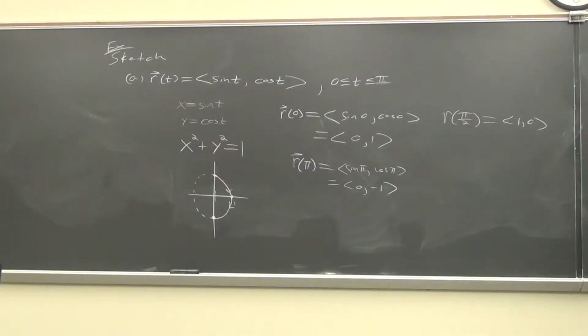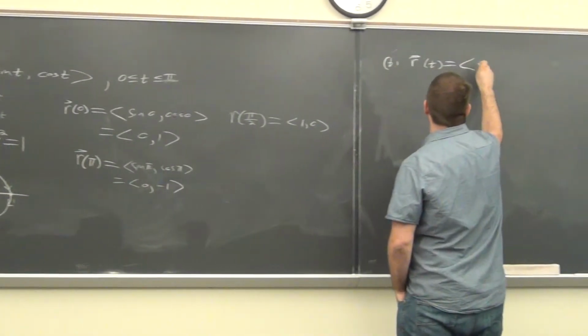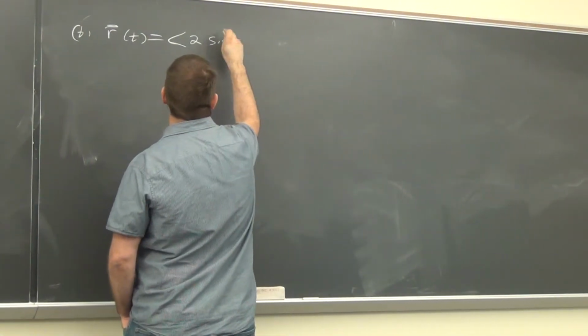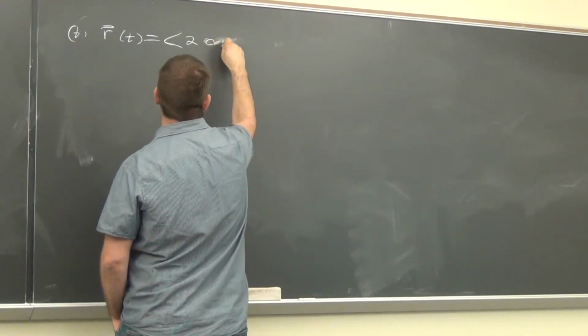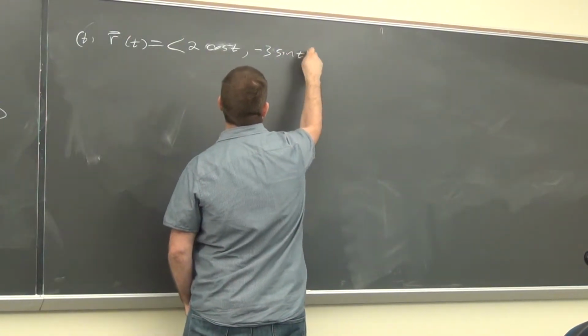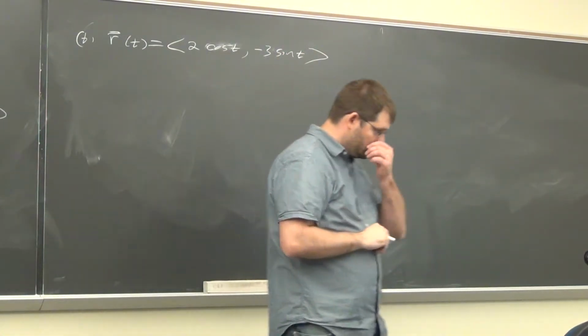Very similar idea. We'll stick in 2 dimensions still. What if I have, let's do cosine of t this time, cosine of t and then negative 3 sine of t.